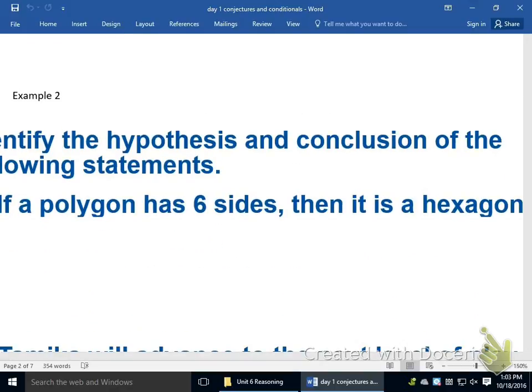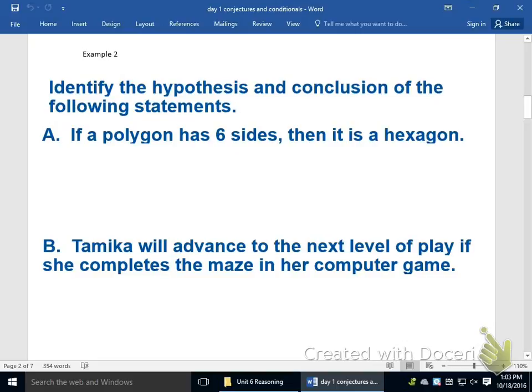All right, here we go with example 2. Identify the hypothesis and conclusion of the following statements. The hypothesis is always the part that has to be met in order for the conclusion to be true. If a polygon has 6 sides, then it is a hexagon. That's a true statement, by the way. There's no way around it.